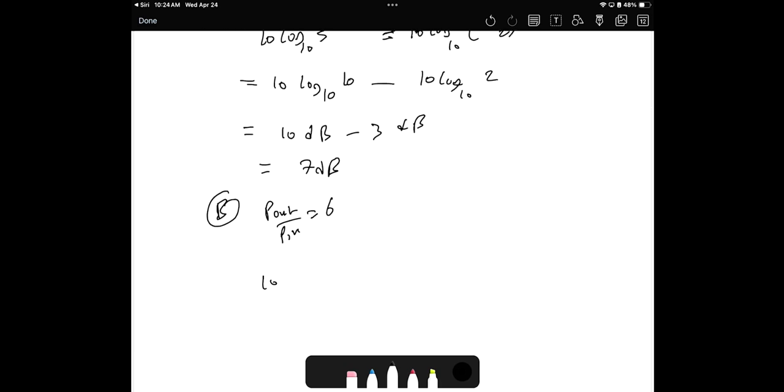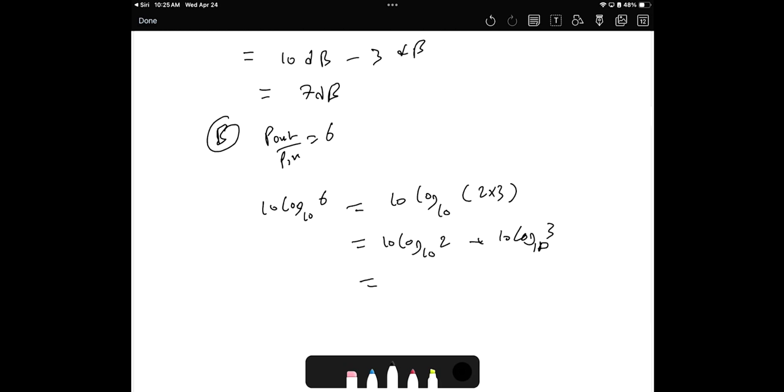We can say 10 log 10 of 6. You can use the calculator to do it, or we can use the techniques, which is 10 log 10 of 2 times 3, which is 10 log 10 of 2 plus 10 log 10 of 3. Log of 2 is 3 dB, log of 3 is 4.7 dB. So the answer will be 7.7.